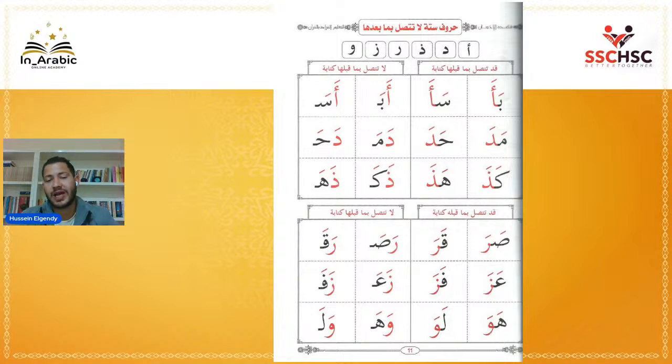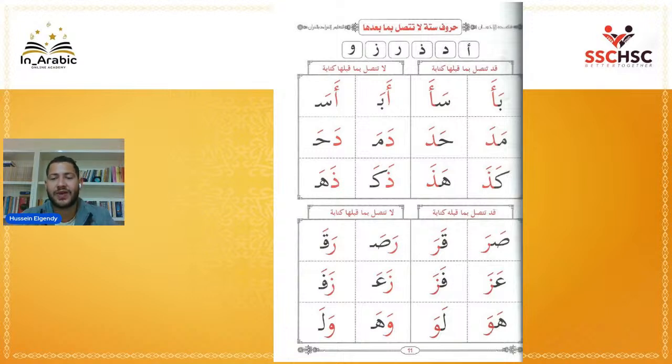So dal and ha: the same case. We have dal and ha connected when ha was before dal, but when it's dal before ha, dal is not connected to ha or any other letter. So now we talk about alif and dal.